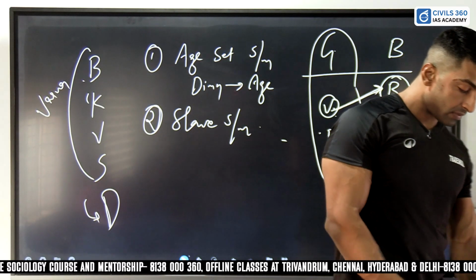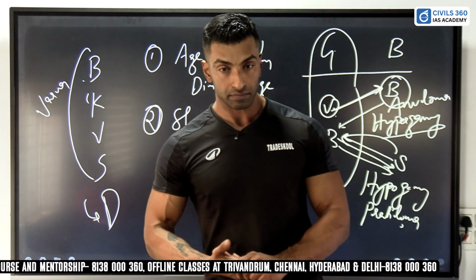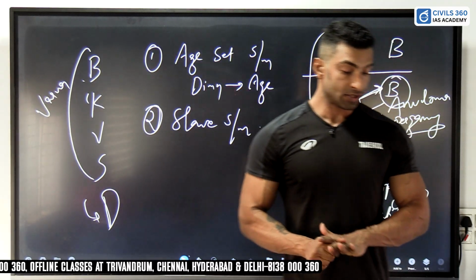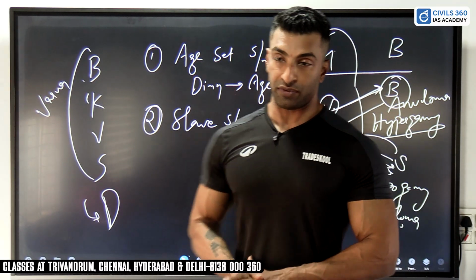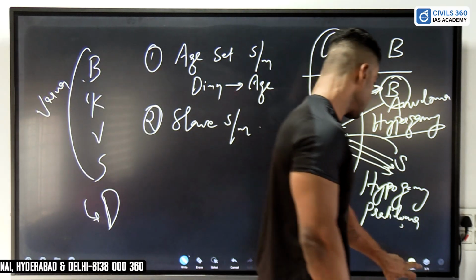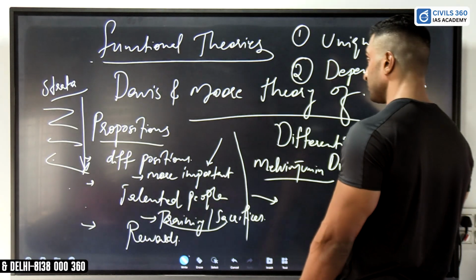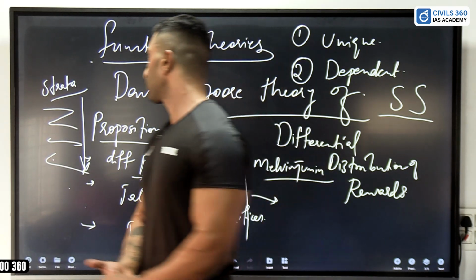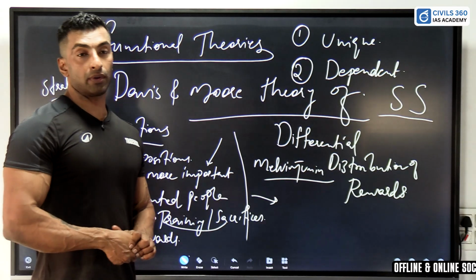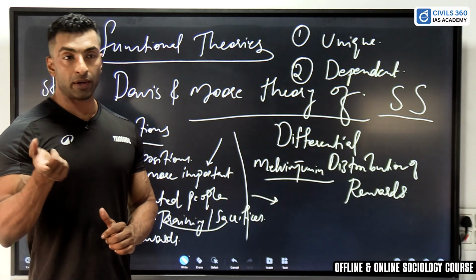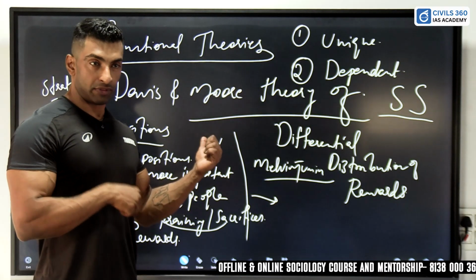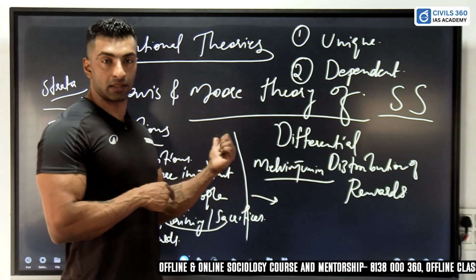Second question, critically examine the structural functional theories of stratification. So here what you need to write? You need to write about Parsons and Davis and Moore both. If they ask specifically about Davis and Moore, only this.